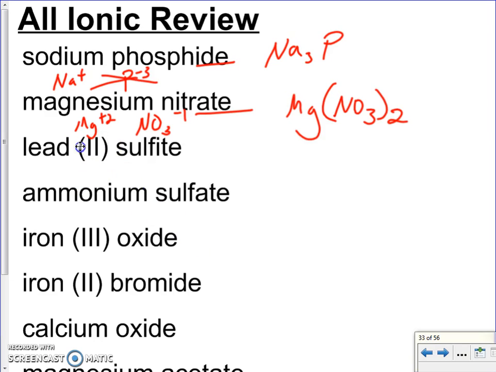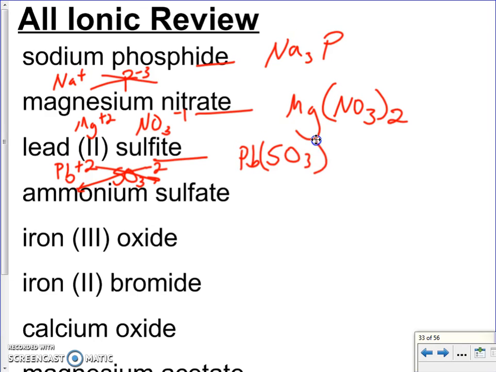Remember, the Roman numerals for the transition metal are the charge of the transition metal. And ITE again tells us polyatomic ion, and that is SO3, -2. Cross and swap, they're both 2, so they'll cancel out, so we get Pb, SO3, and if it makes you feel better, you're more than welcome to put it in parentheses just to have it as a visual.